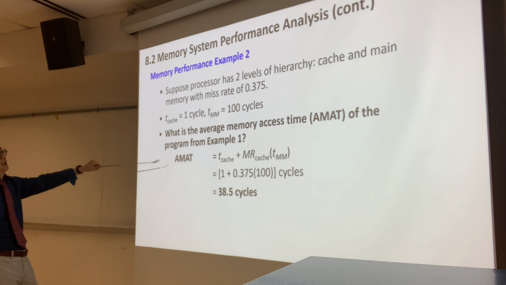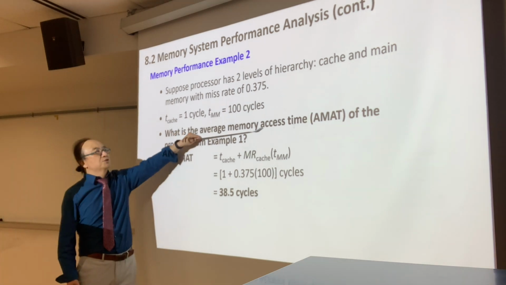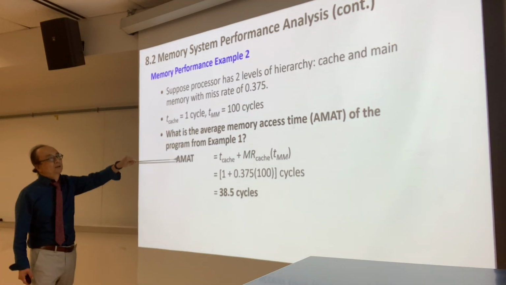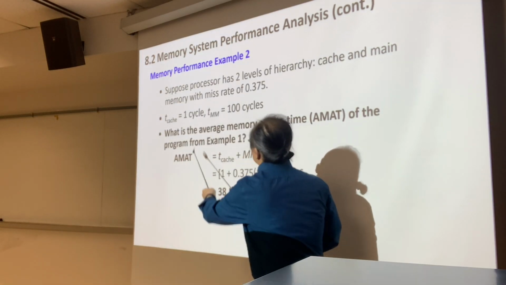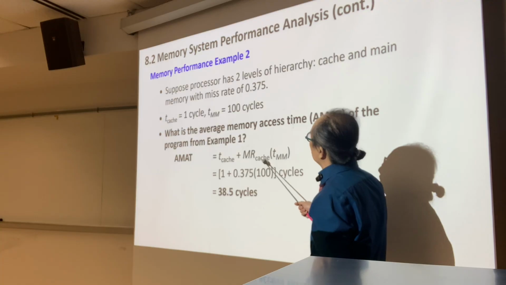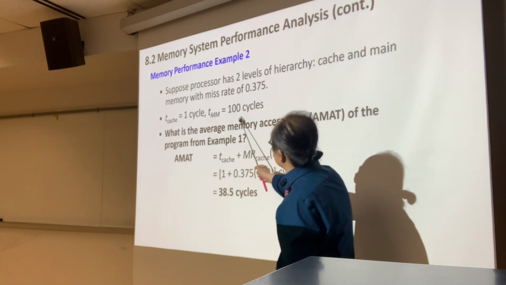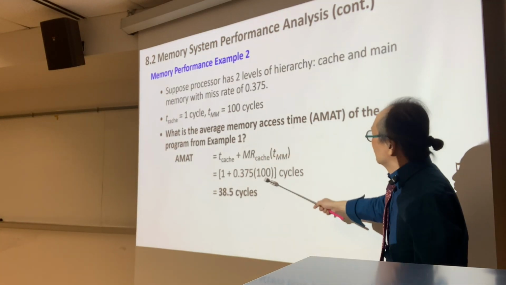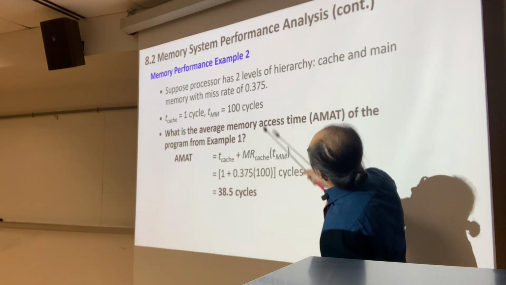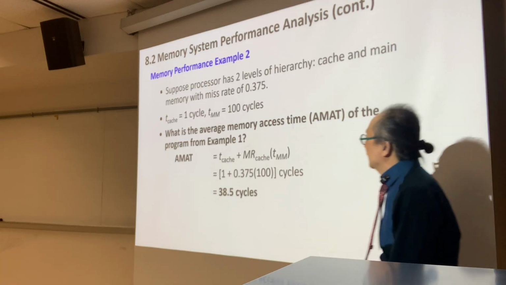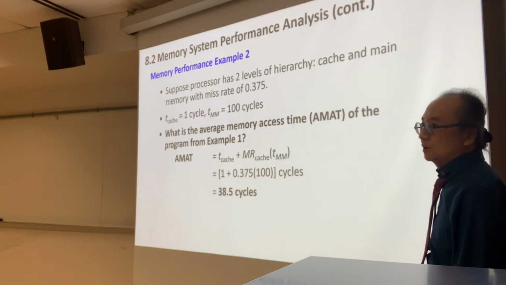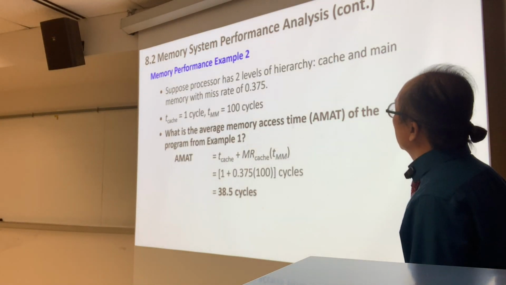Here's the second example to calculate average memory access time, AMAT. It's the time for getting into the cache, which is 1 cycle. The miss penalty for the cache, which is TMM, is 100 cycles. And the miss rate is 0.375. You multiply with it, and then AMAT, okay, it's going to be 38.5 cycles.